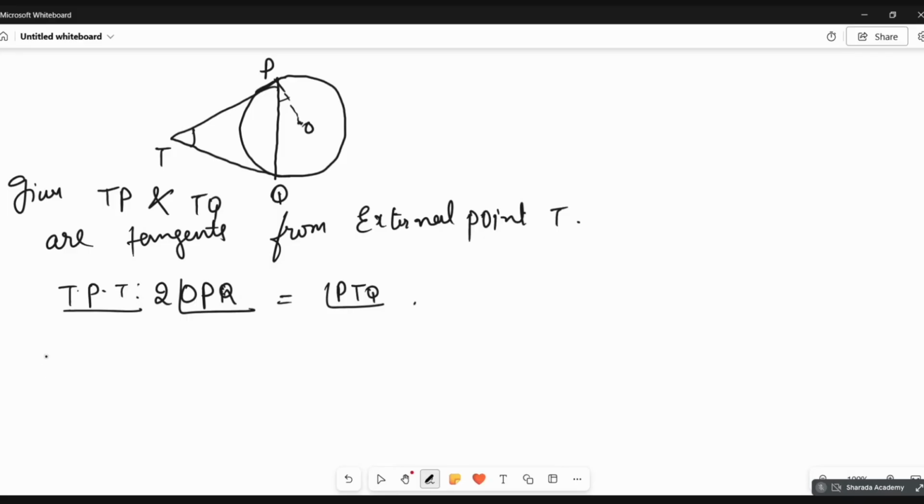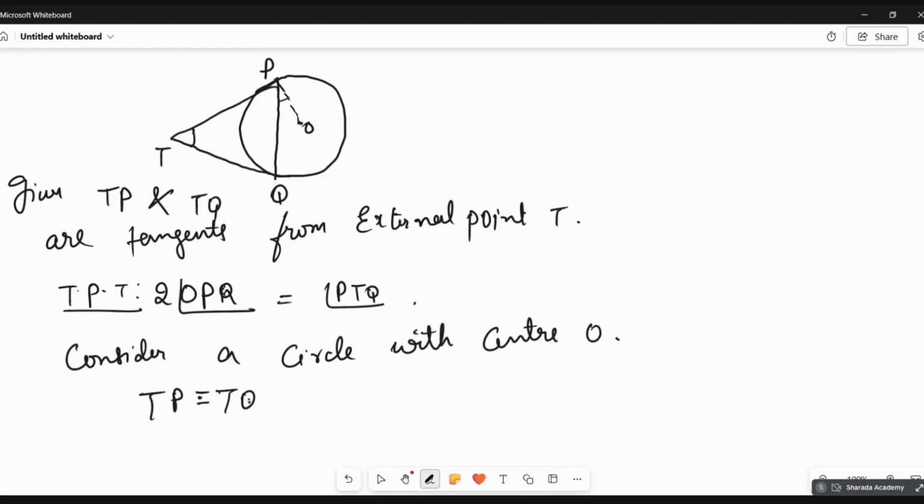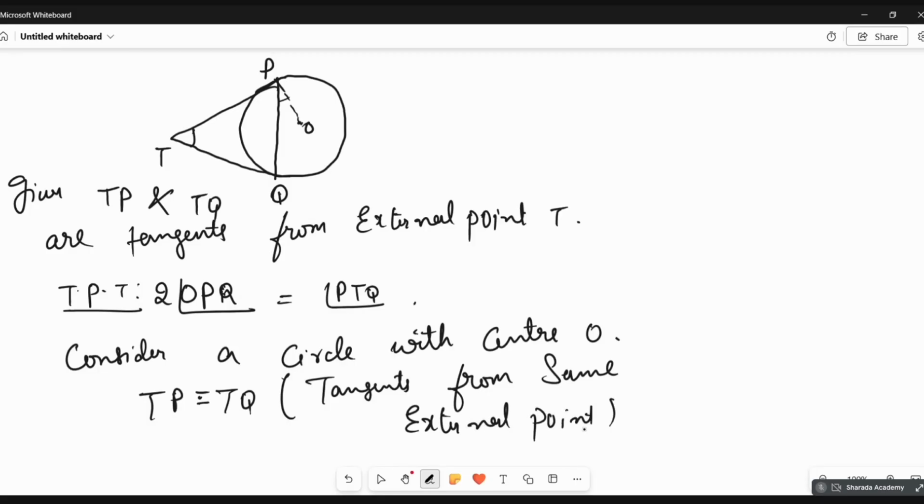So what and all is given here? Given, consider a circle with center O. So TP is equal to TQ. Listen here, TP is equal to TQ. They are tangents from the same external point. So this much is a given thing. Now, proof.